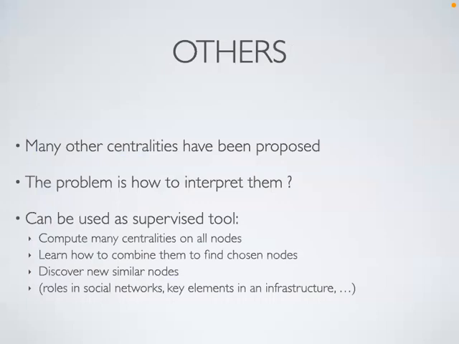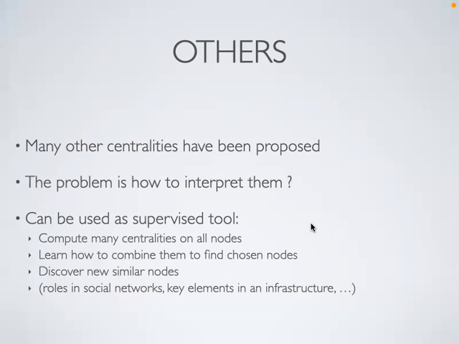So I presented these ones because they are the most typical ones, but there are many others that have been proposed. The problem is how to interpret them, because these ones are relatively simple to interpret. We kind of understand what they mean. Some of them are much harder, and you could imagine many different variations on that. Sometimes they can be useful if you want to use machine learning to, for instance, identify some important node in the network.